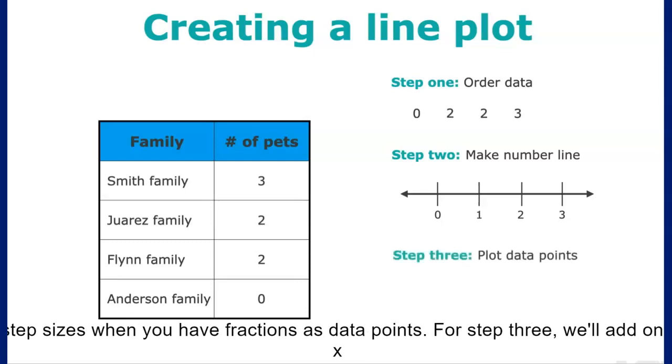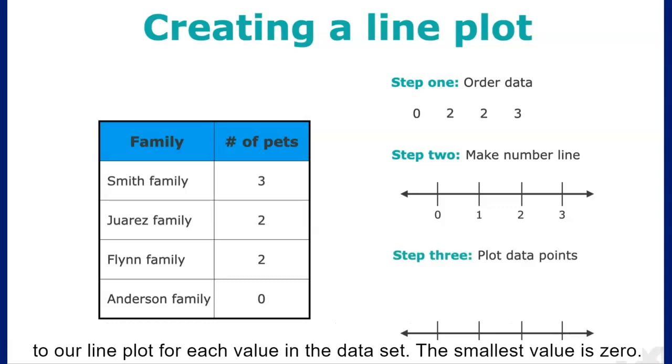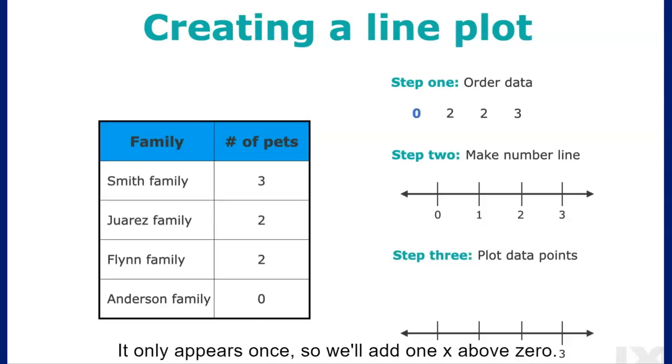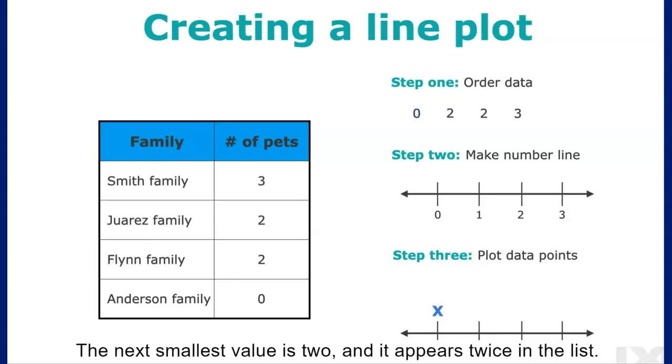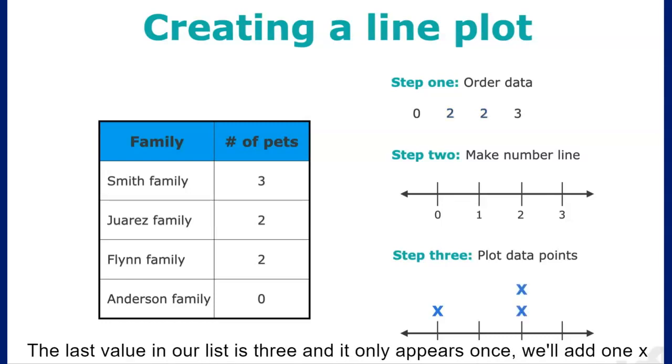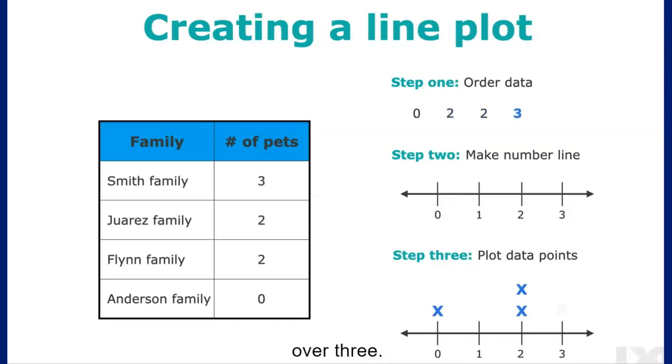For step 3, we'll add 1 x to our line plot for each value in the data set. The smallest value is 0. Let's count how many times it appears. It only appears once, so we'll add 1 x above 0. The next smallest value is 2, and it appears twice in the list. This means we'll add 2 x's over 2. The last value in our list is 3, and it only appears once. We'll add 1 x over 3. And that's it! This is the line plot for this data set.